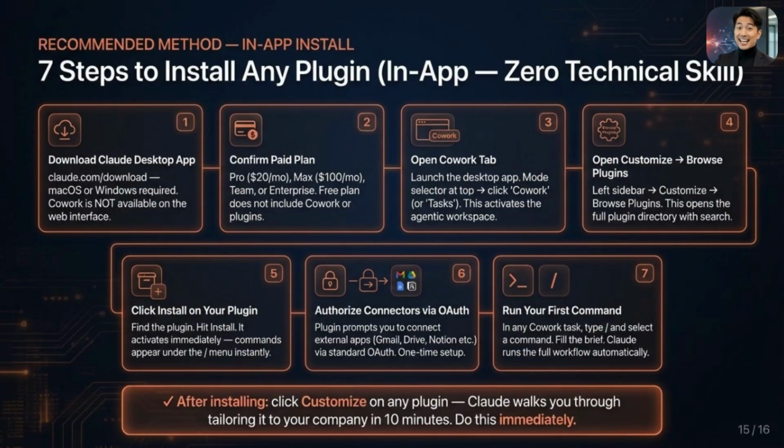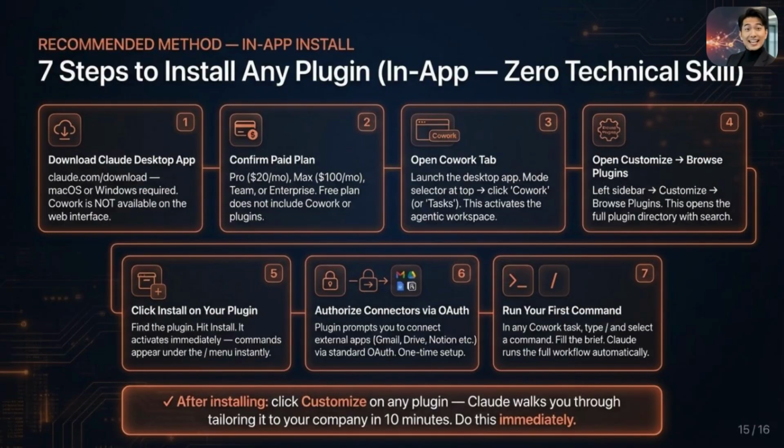Step 3. Launch the desktop app and click the Cowork tab at the top. Step 4. Open Customize in the left sidebar and click Browse Plugins. Step 5. Find your plugin, hit Install. It activates immediately, no restart needed. Step 6. Authorize any connectors the plugin needs via the standard OAuth login flow. You've done this hundreds of times. It's the same as sign in with Google. Step 7. In any Cowork task, type a / to see all available commands. Select one, fill in the brief, and Claude runs the full workflow.